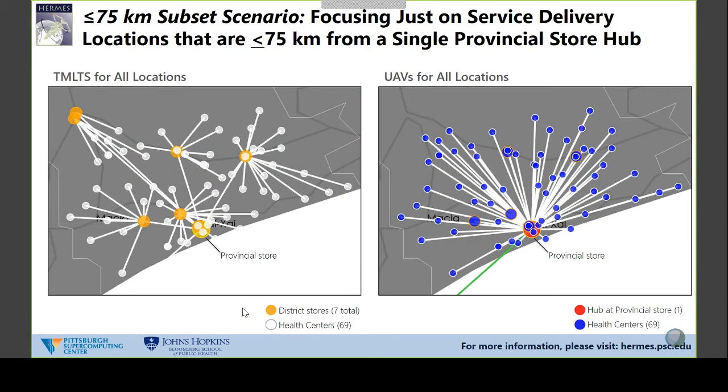Now we did another comparison where we looked at a smaller part of the province so that we could have a more direct comparison between using just land transport or just UAVs. For this system, we just looked at the health centers that were within a 75-kilometer radius of the provincial warehouse. And so we placed a UAV hub there, and we only included the health centers that were in that radius for both systems. So here's what the traditional land transport system would look like, delivering to just those health centers, as well as the UAV system on the right.